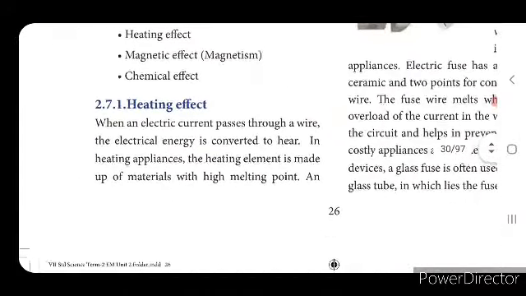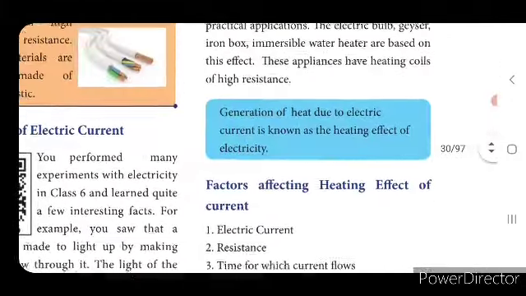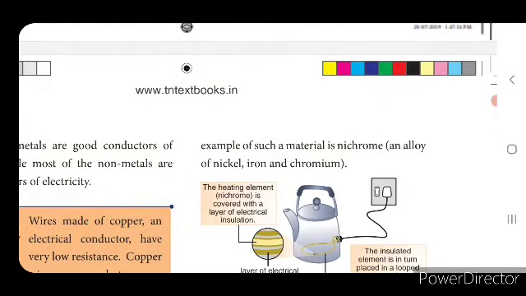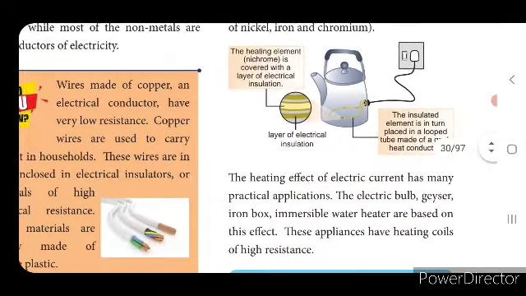What is meant by the heating effect? When an electric current passes through a wire, the electrical energy is converted into heat. So in heating appliances, the heating element is made up of materials with a high melting point. Okay children, an example of such a material is nichrome. Nichrome is very important, an alloy of nickel, iron and chromium. Together we call that nichrome. Here the insulated element is in turn placed in a looped tube made up of a good heat conductor. This heating element, nichrome, is covered with a layer of electrical insulation.